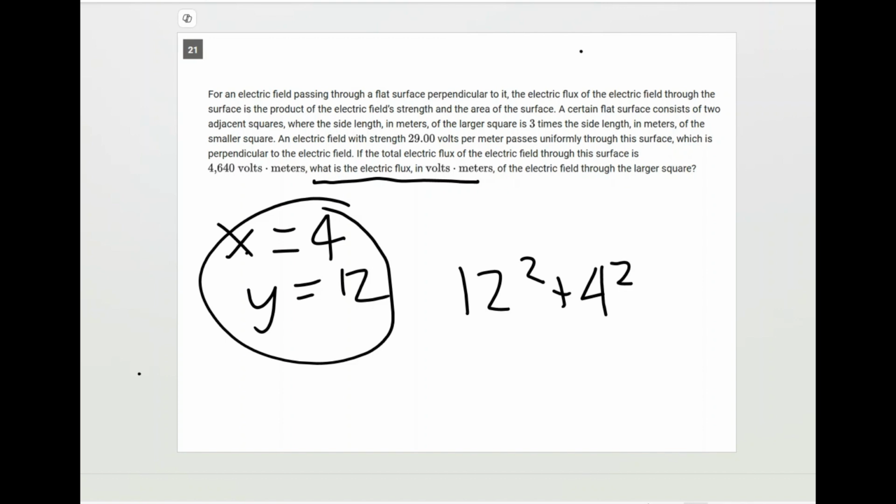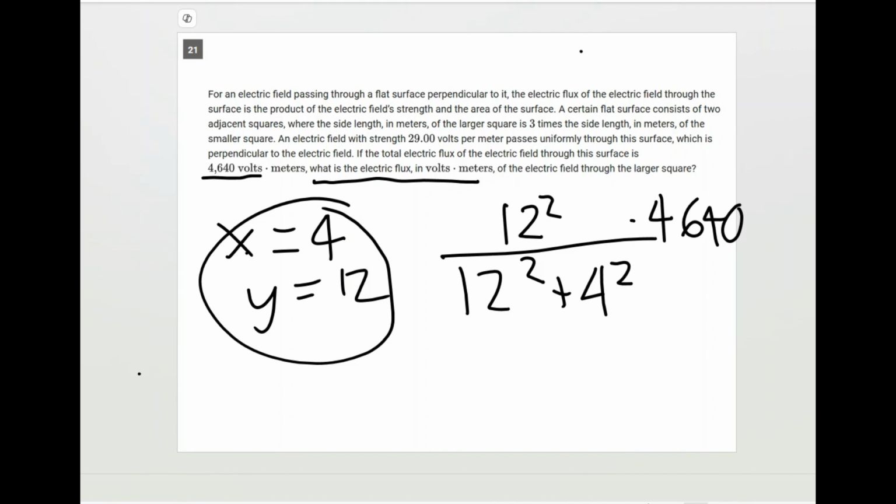And you can calculate what percentage of the total area that the large square holds by putting that in the numerator and dividing it by the total area. And so that's going to give you the percentage of the total area of both squares put together that the large square holds. And all you have to do is multiply that by the electrical flux of the total, which is 4,640, in order to figure out what portion of the flux that the large square holds.